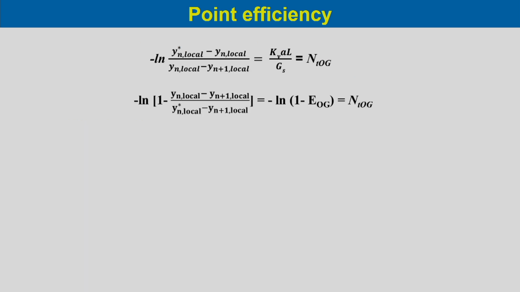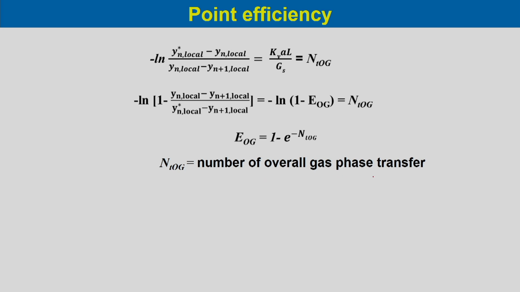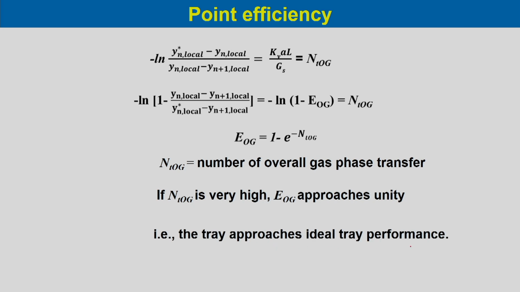So, if we just subtract 1 from both sides, we can write this equation: minus ln[(y_n* local minus y_n local) / (y_n* local minus y_{n+1} local)], which would be equal to minus ln(1 minus E_OG), which would be equal to N_TOG. So, E_OG we can write would be equal to 1 minus e to the power minus N_TOG. N_TOG, as we said, is the number of overall gas phase transfer units, and if N_TOG is very high, E_OG approaches unity, that is, the tray approaches ideal tray performance when N_TOG approaches infinity.